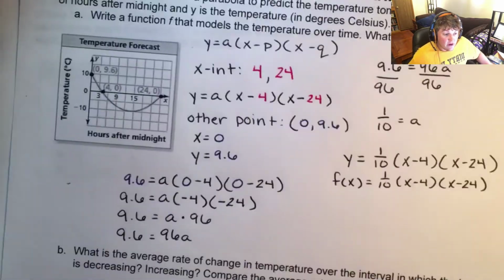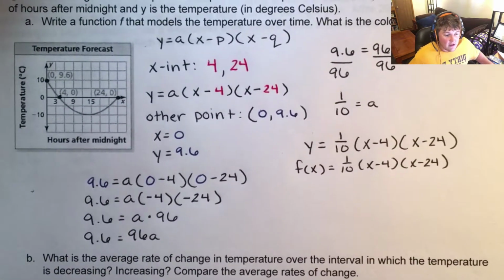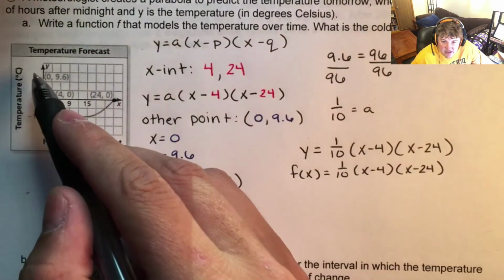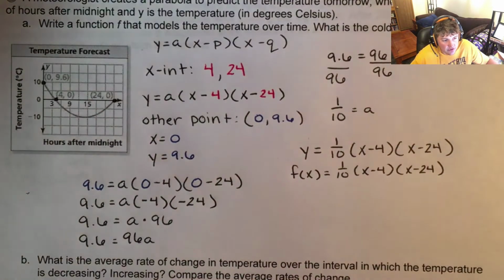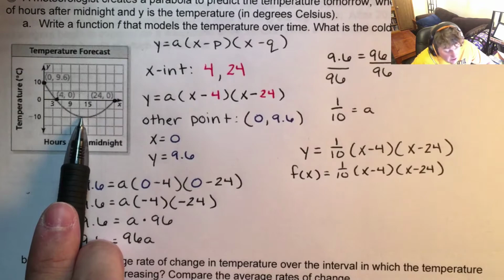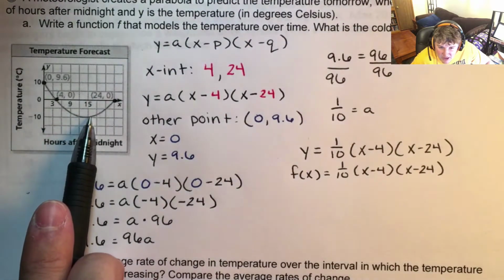Okay, function named f, where x is our time. Okay, so then there's this other question. What's the coldest temperature? Well, visually, I think we can see that the coldest temperature is at this very bottom peak, right? Because this is our temperature. The lower we go, the colder the temperature. So it's going to be right about here, and it looks like it's probably about negative 10.